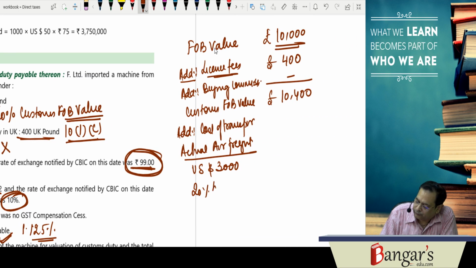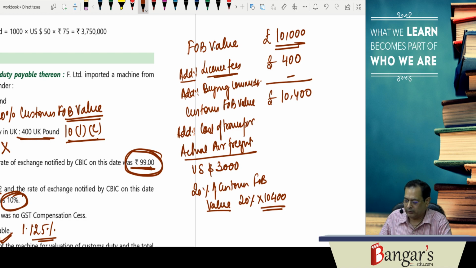20% of customs FOB value will be how much? 20% of 10,400. Sorry, 10,400 into 20%, that is 2080. Lower of the two, it is 2080.